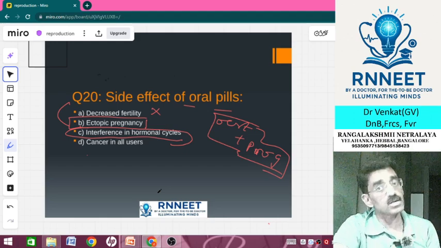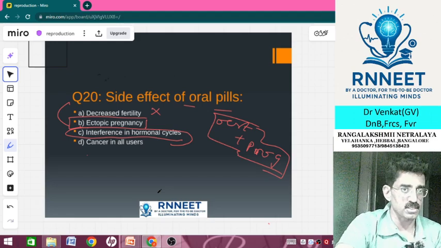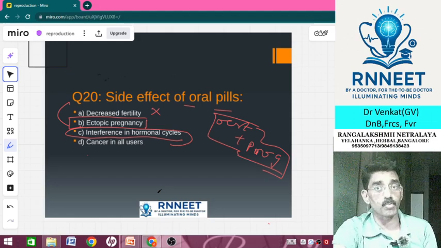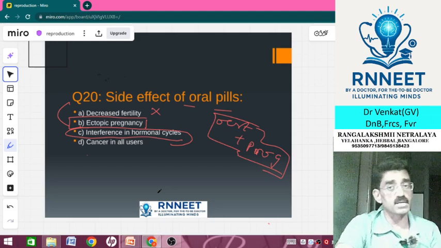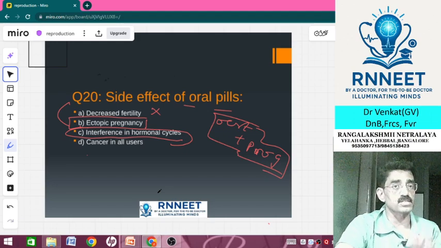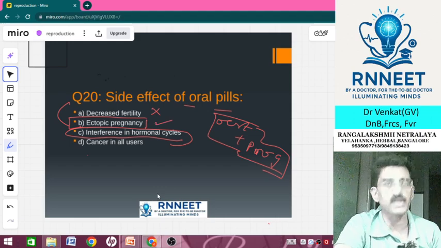Sometimes there could be structural abnormality of the uterus leading to ectopic pregnancy. So these are all the different conditions where ectopic pregnancy can occur. So what is ectopic pregnancy? Pregnancy occurring outside the uterus is called ectopic pregnancy. This is also one of the questions that has been asked.